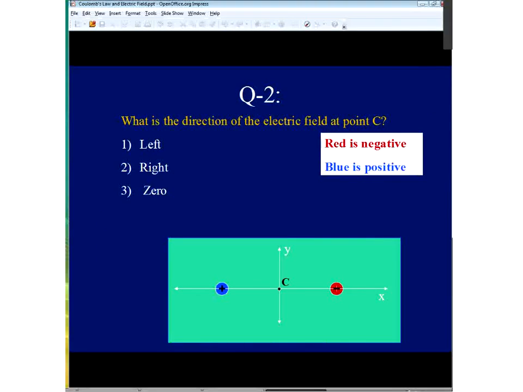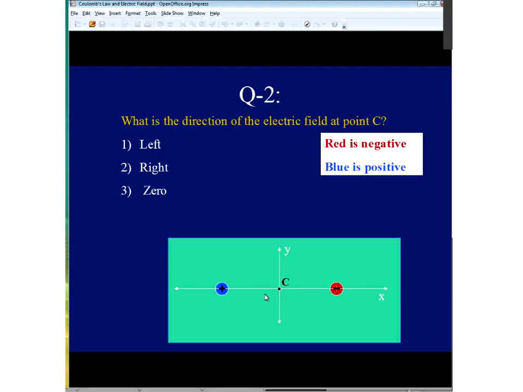Alright, here comes the next one. One charge is plus Q, other charge is minus Q. So what happens at C? Is it 0? Right, let's see. If I put a test charge at C, okay, let's discuss now.